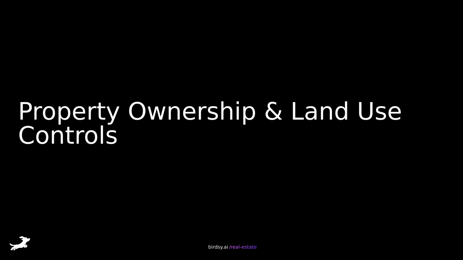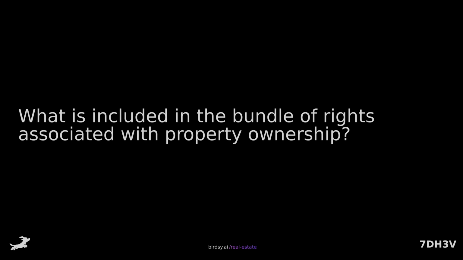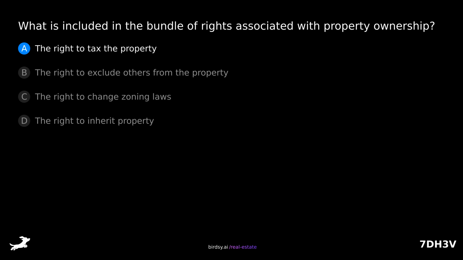Let's get started with a review of property ownership and land use controls. What is included in the bundle of rights associated with property ownership? Is it A, the right to tax the property, B, the right to exclude others from the property, C, the right to change zoning laws, or D, the right to inherit property? The answer is B, the right to exclude others from the property.